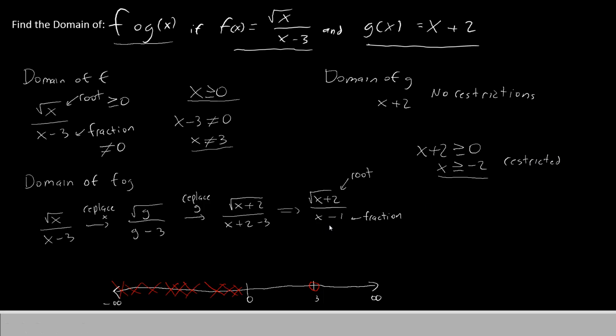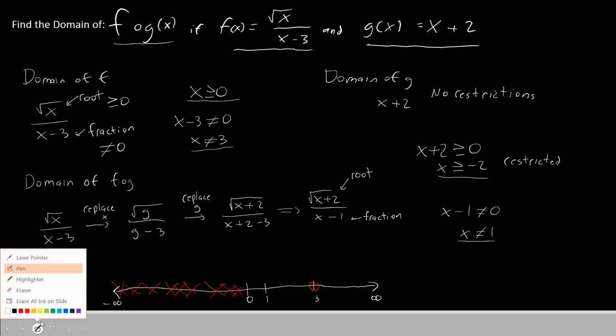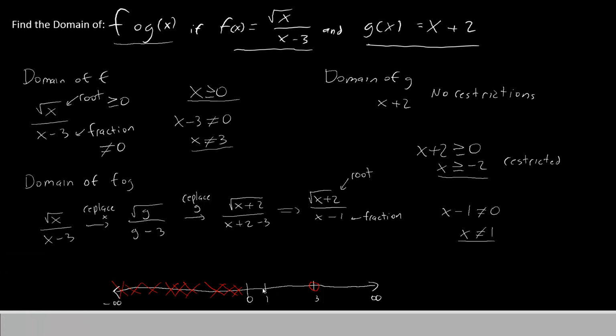Our fraction, on the other hand, might give us something new. We know that a fraction cannot equal 0, so we'll say x minus 1 is not equal to 0, therefore x is not equal to 1. 1 would fall here on the number line. So that's a restriction we didn't have before. We'll have to mark that down and put an open circle to show that it can't be 1 either.